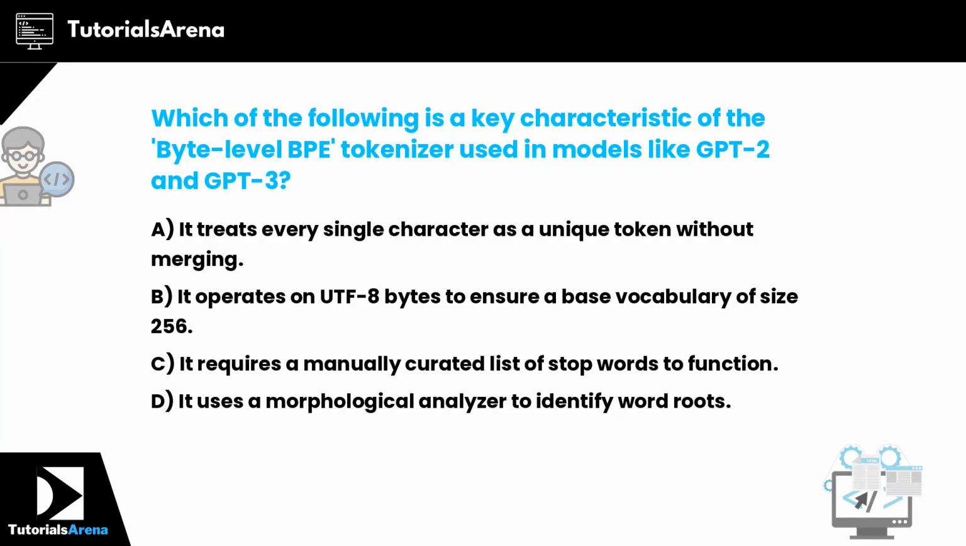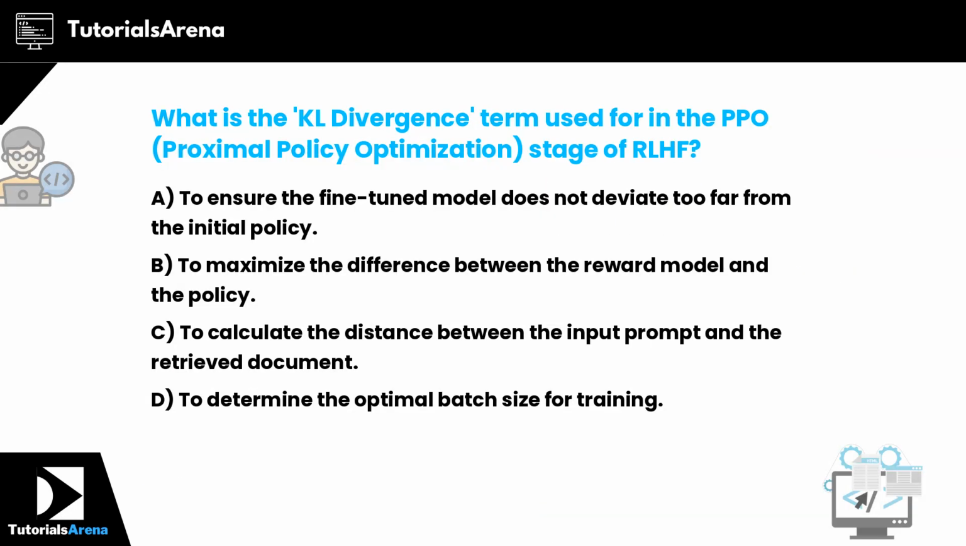Which of the following is a key characteristic of the byte-level BPE tokenizer used in models like GPT-2 and GPT-3? The correct answer is option B. It operates on UTF-8 bytes to ensure a base vocabulary of size 256. What is the KL divergence term used for in the PPO, proximal policy optimization, stage of RLHF? The correct answer is option A. To ensure the fine-tuned model does not deviate too far from the initial policy.